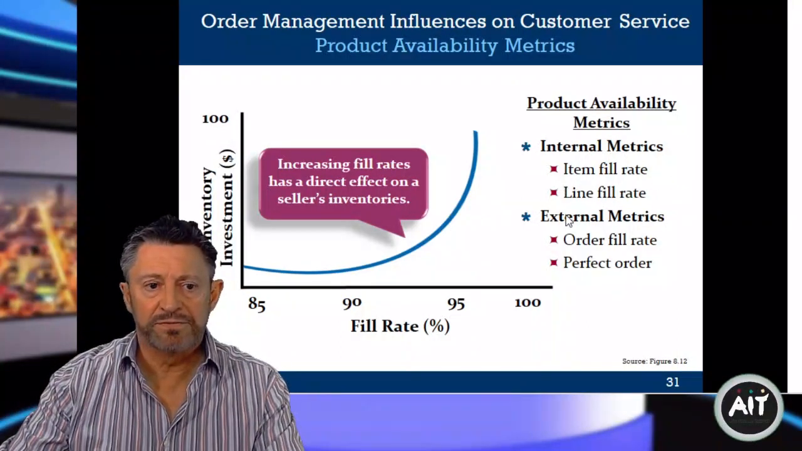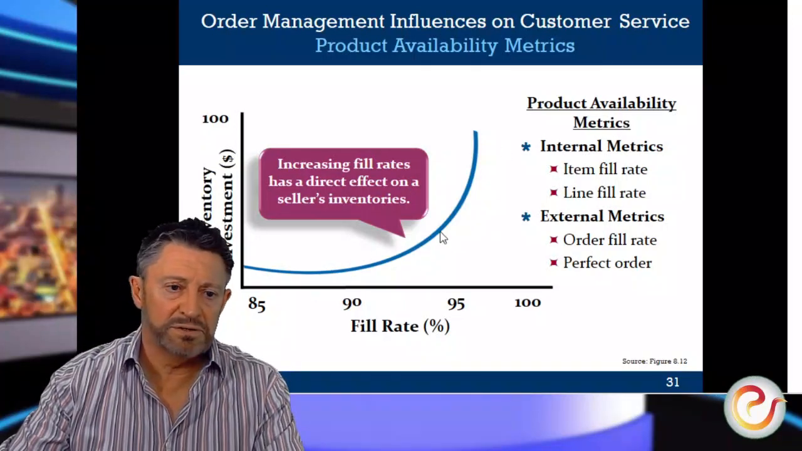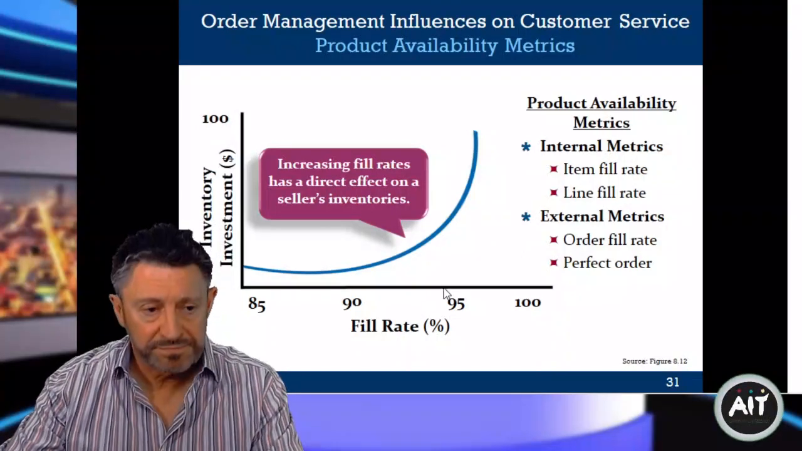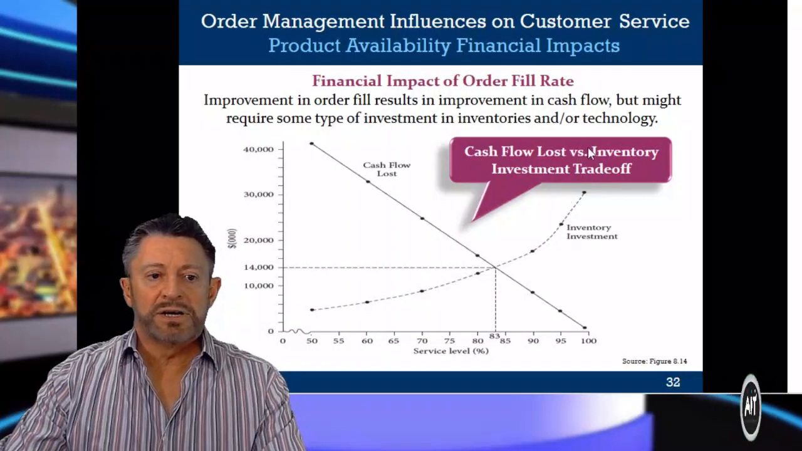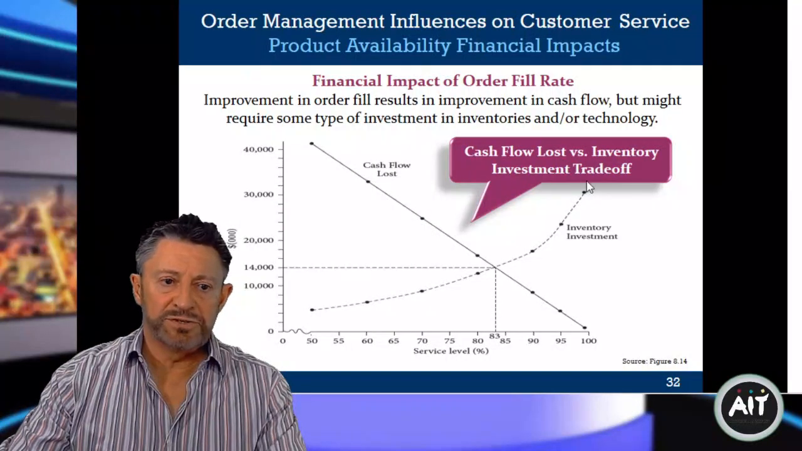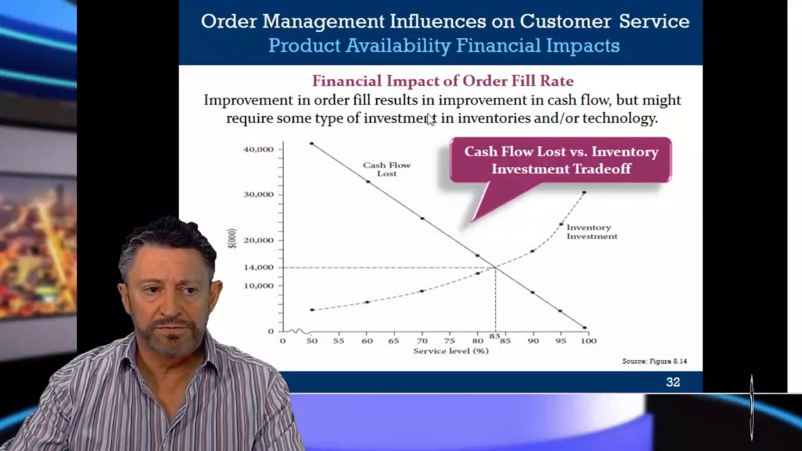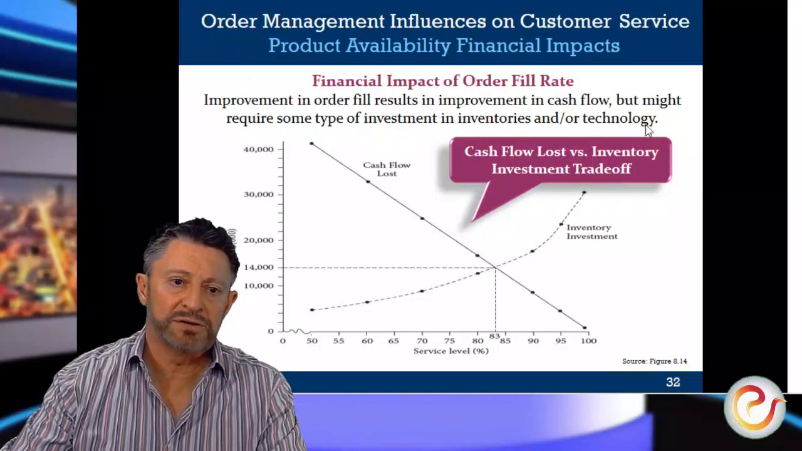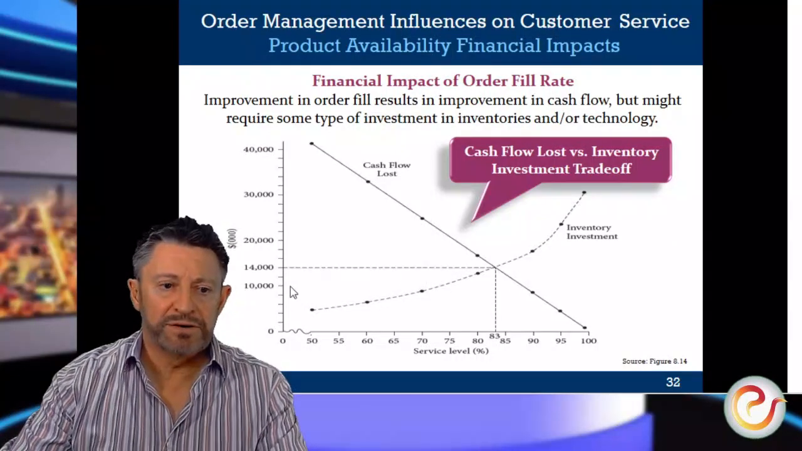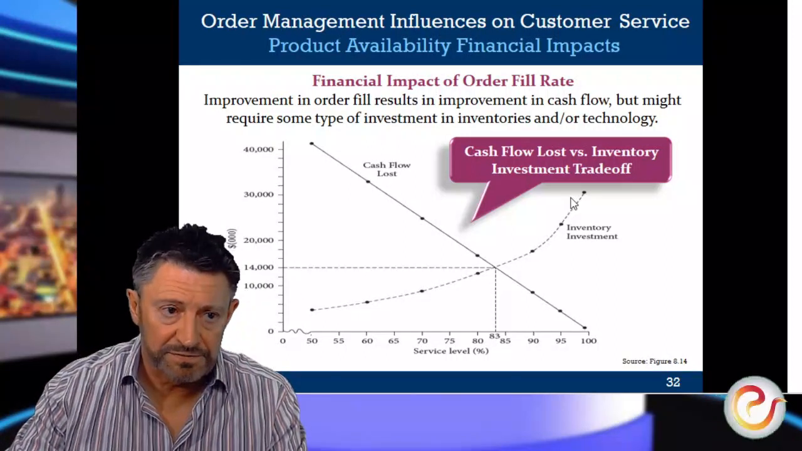So you have internal fill rates, the line fill rates, product availability metrics, and that's just fill rate. If you want to try and hit the higher levels, you're going to have higher stock levels, essentially. And then here's your cash flow lost versus inventory trade-off. So the financial impact of the fill rate itself. If you improve the order fill rate, it results in improvements in cash flow, but might require some investment in inventories and or technology. So again, you have your increasing cost of an inventory investment, including stock itself.